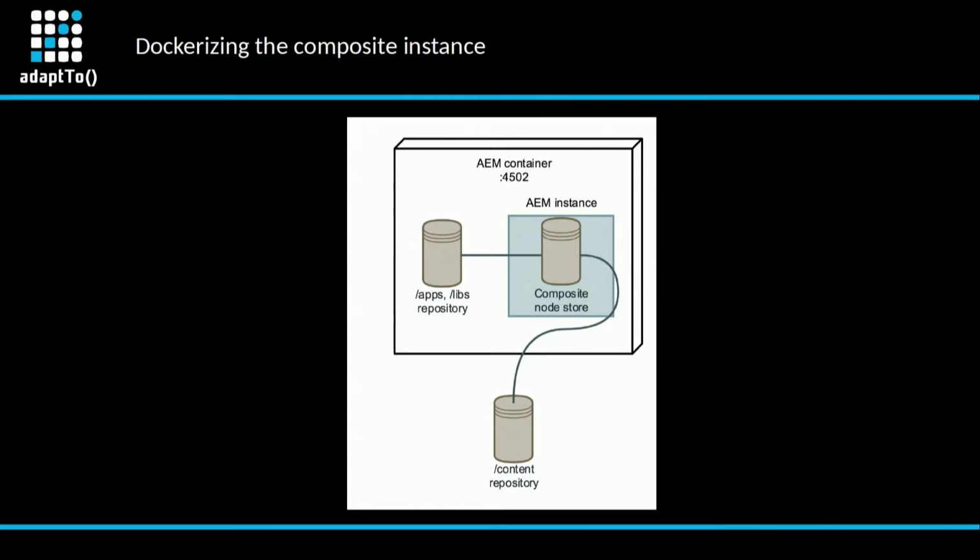With Docker, the Composite Node Store can work like this. So we have this Docker container. It contains the AEM instance, which runs on top of Composite Node Store. In the same container, we have the libs repository. And all the content, everything, the whole state of the application is saved externally.